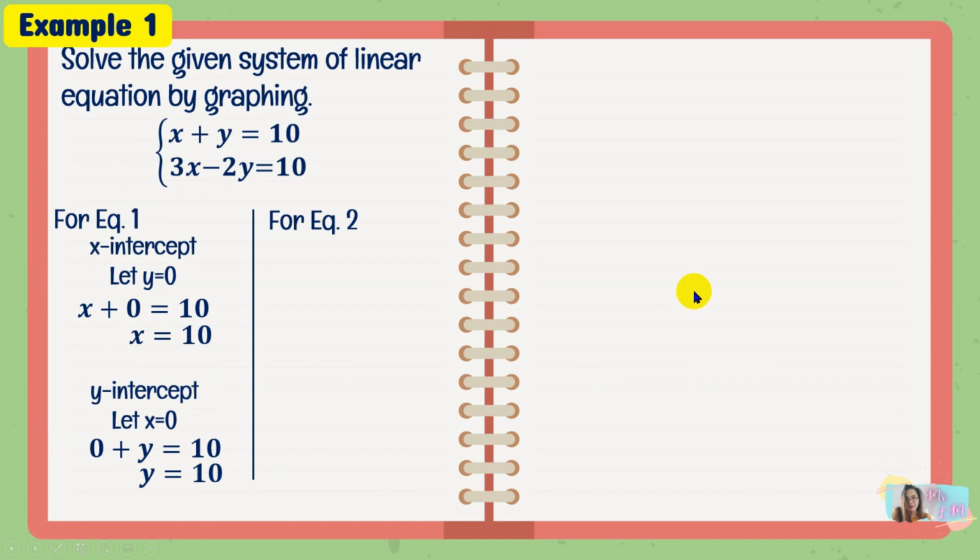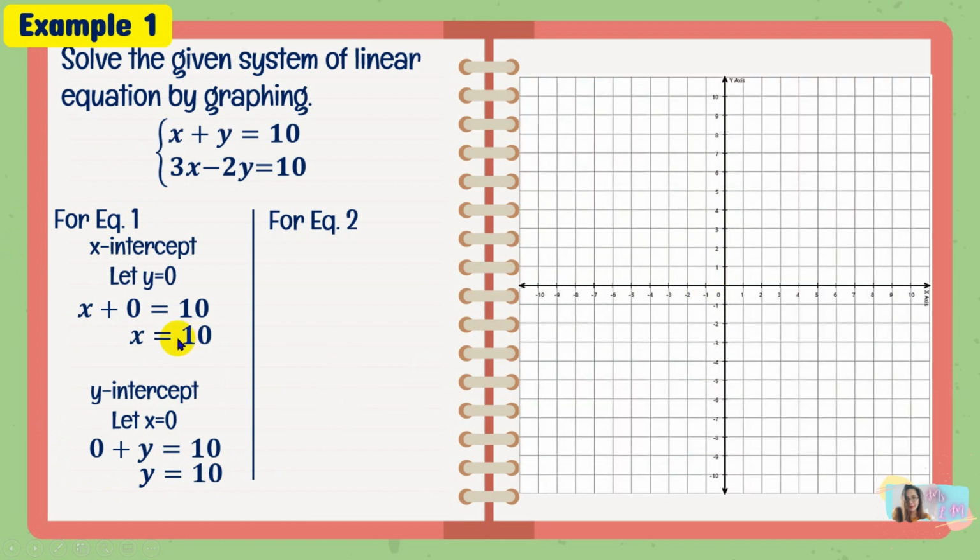We're going to plot that on our Cartesian plane. Again, positive 10 ni x. Nandito po siya sa ating x-axis sa bandang kanan kasi positive. And then we have y, positive 10. Nandito po siya sa itaas. After we plot the 2 points, we're going to draw the straight line passing through those 2 points. Then, this is the graph of our first linear equation.